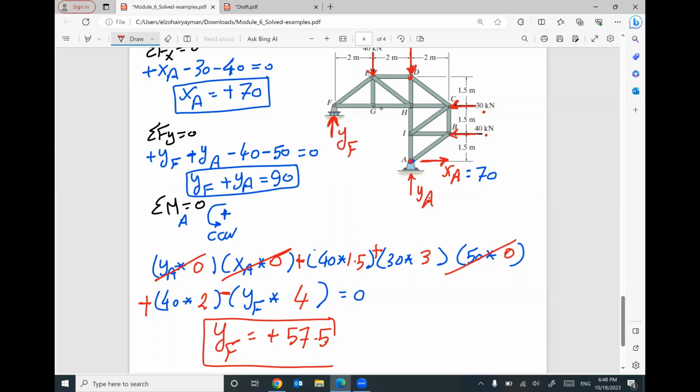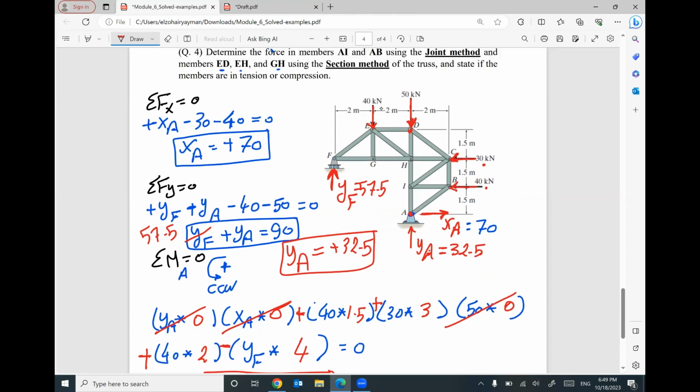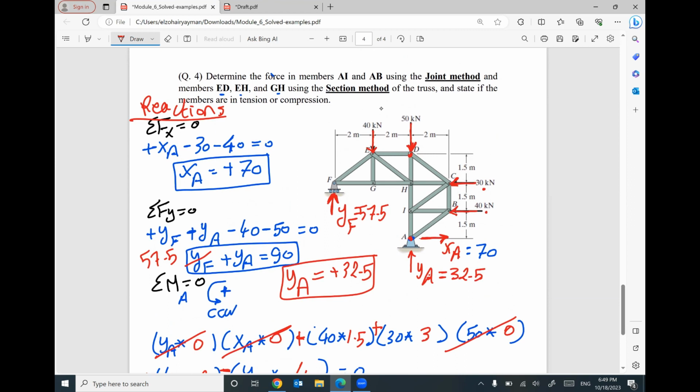Positive means I assumed the correct direction for this reaction, 57.5. If you go back here and put YF 57.5, I can find out the reaction YA. It will be positive 32.5. Positive means I assumed the correct direction for YA, 32.5. Does that make sense? This is the first step, which is reactions.